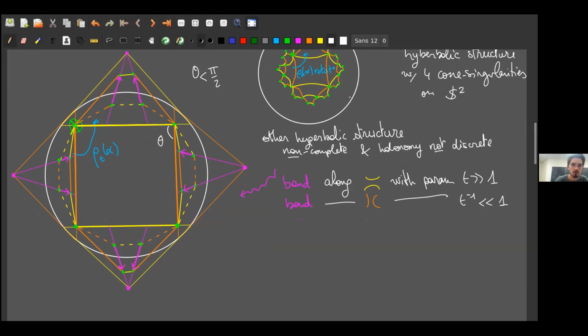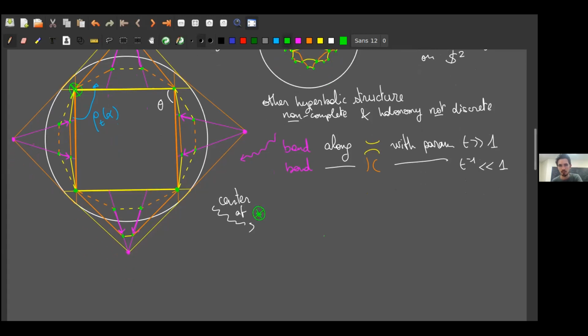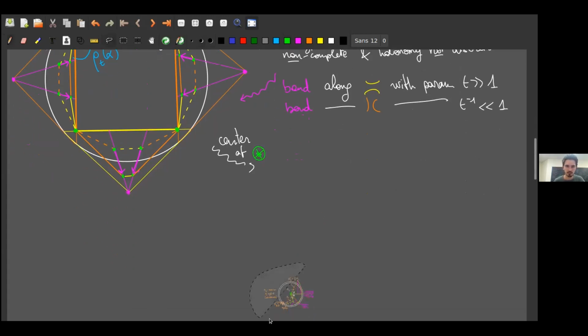Let us try to understand why it should become convex. What is going on in this picture? And for this, we're going to focus on just the holonomy of rho t, alpha, and what's going on around this vertex, the green vertex here, to have at least a local picture there. So we centered our picture at the green vertex, and we obtain something like that.